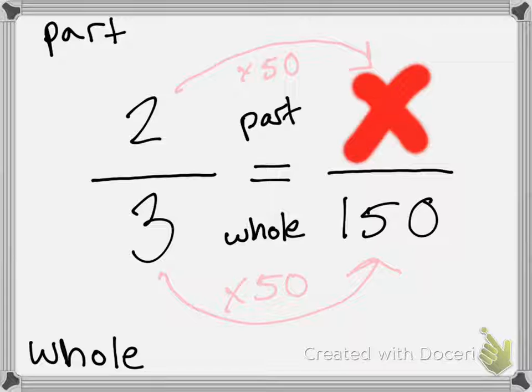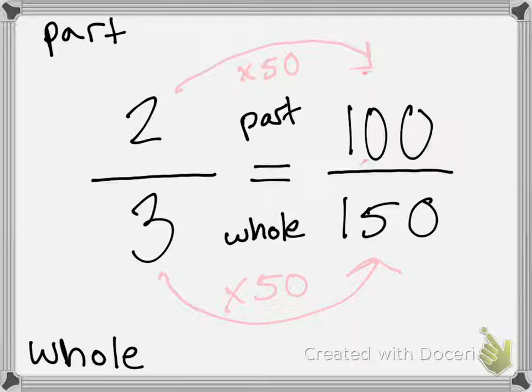Whatever we do to one side, we do to the other. If we don't do it this way, our fractions are not equivalent. So 3 times 50 is 150. What's 2 times 50, Malia? 100. So in our math, 100 of Miss Diaz's students buy lunch. Yes, Lucy.